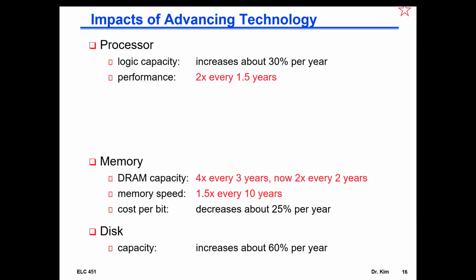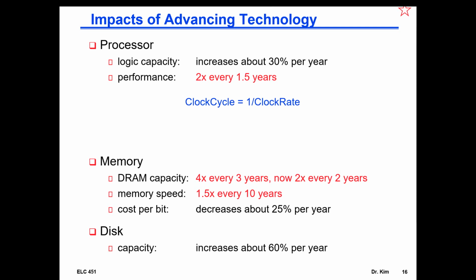Let's not forget about the disk. The disk is an important part of a computer system. The disk has increased about 60% per year. That is very nice. Usually, the price of the disk doesn't change. You just get more for the same price. And that's the way it stayed for many, many years.